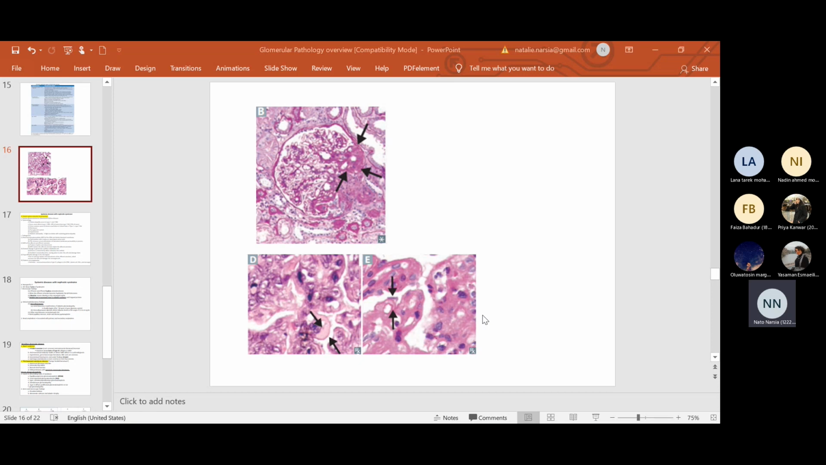And I talked about lupus. In lupus, you can have both nephritic and nephrotic. If it is nephritic, it will be membranoproliferative, and if it is nephrotic, it will be membranous, right? It is over.